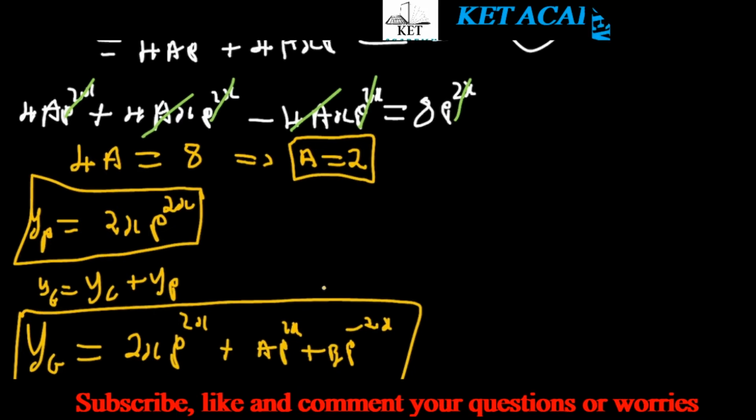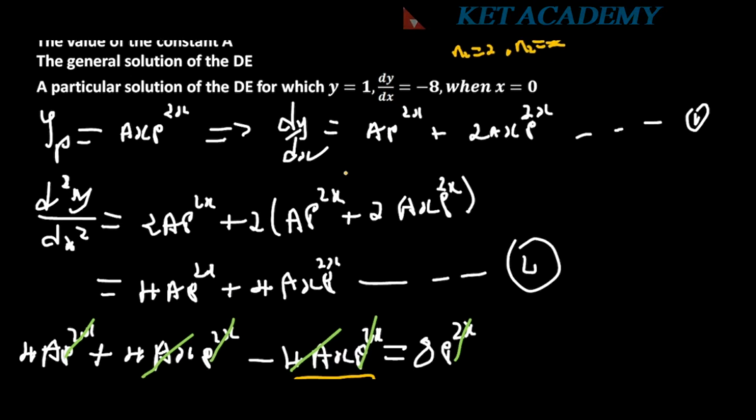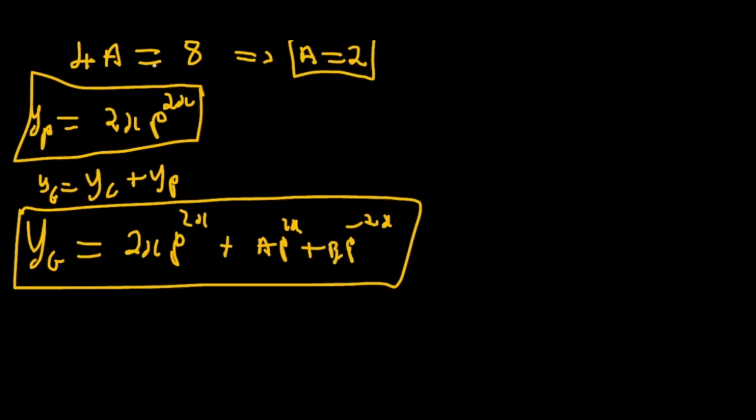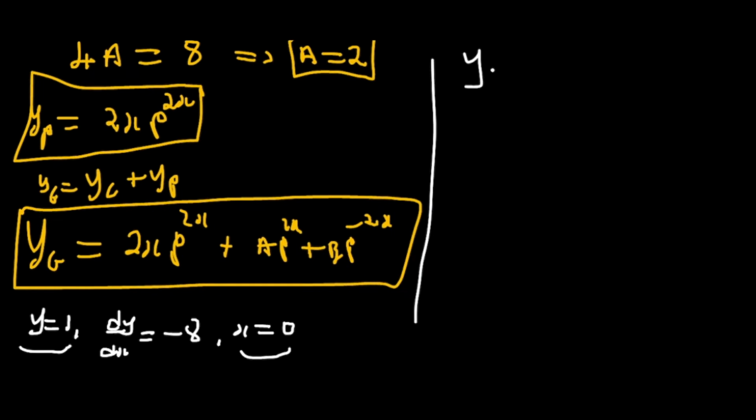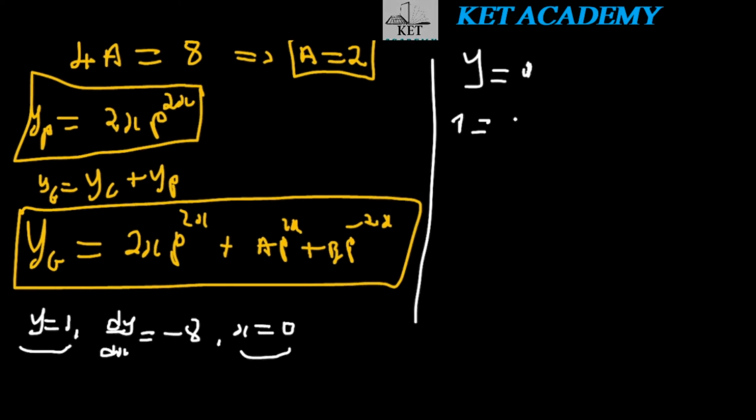Okay, now that's our general solution, but we're given some conditions to look for the particular solution of the differential equation. y was 1 and dy over dx was minus 8, when x is 0. So we're going to first of all use this to get one of the equations. If we put 0 for x, our y will simply be equal to 0 plus a plus b, and y is 1, so we have 1 equals a plus b. So that's our equation 1.